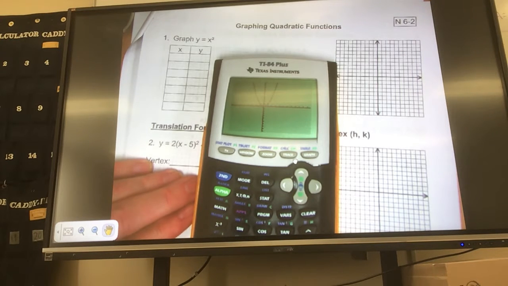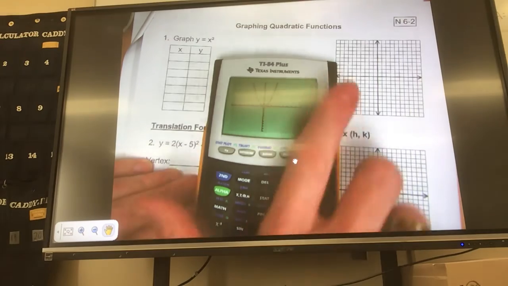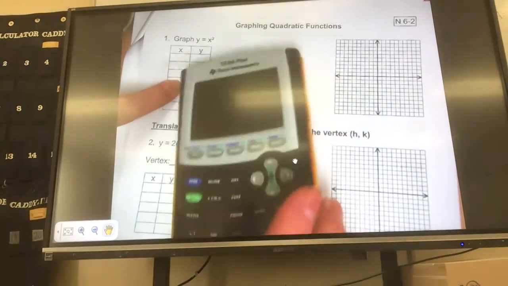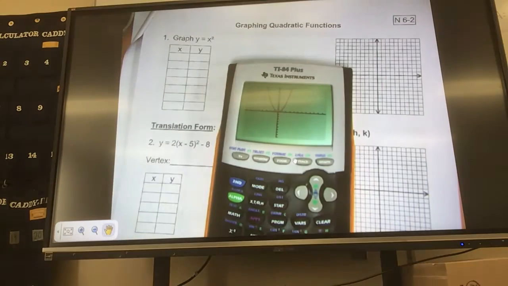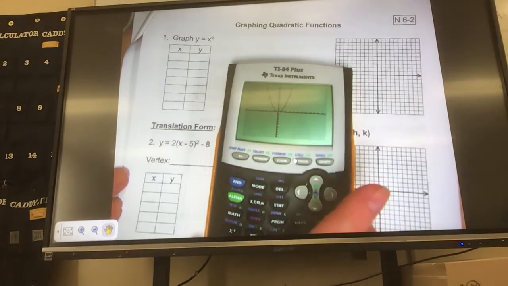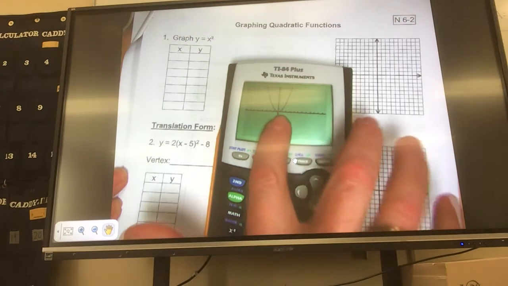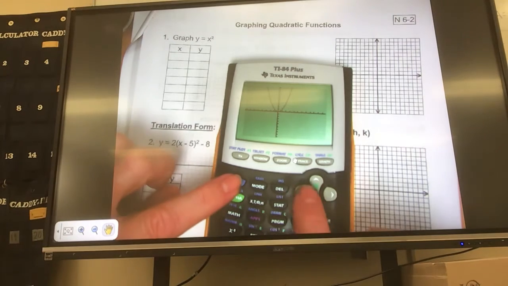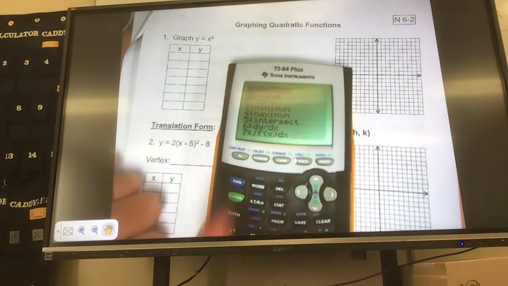But if I wanted to know what that vertex is, because I like to have my vertex right in the middle of my table, since it's the middle of my graph, and then I build on it on either side. Each side is symmetrical. Okay, so is that the lowest point or highest point of the graph? That is the lowest. So I go second, trace, and number 3 is minimum. That is the lowest point.